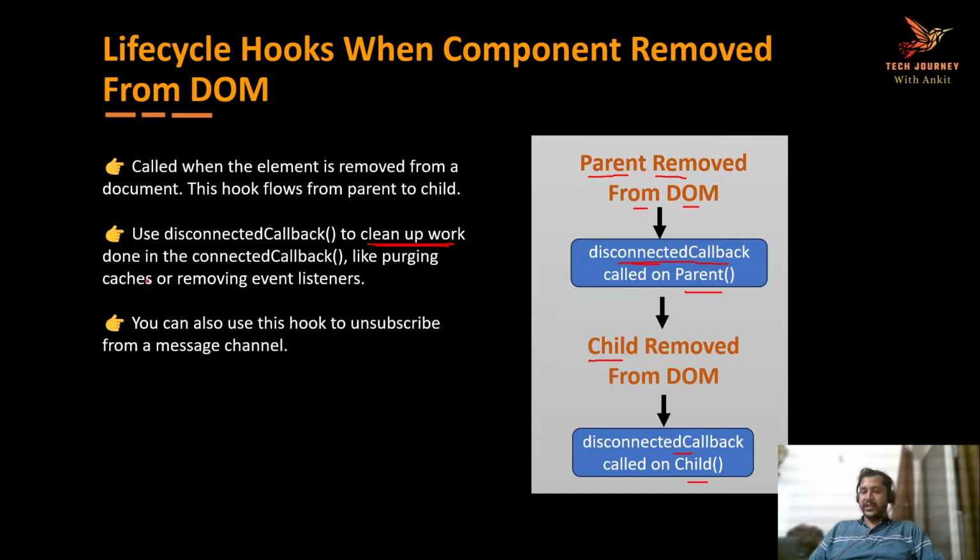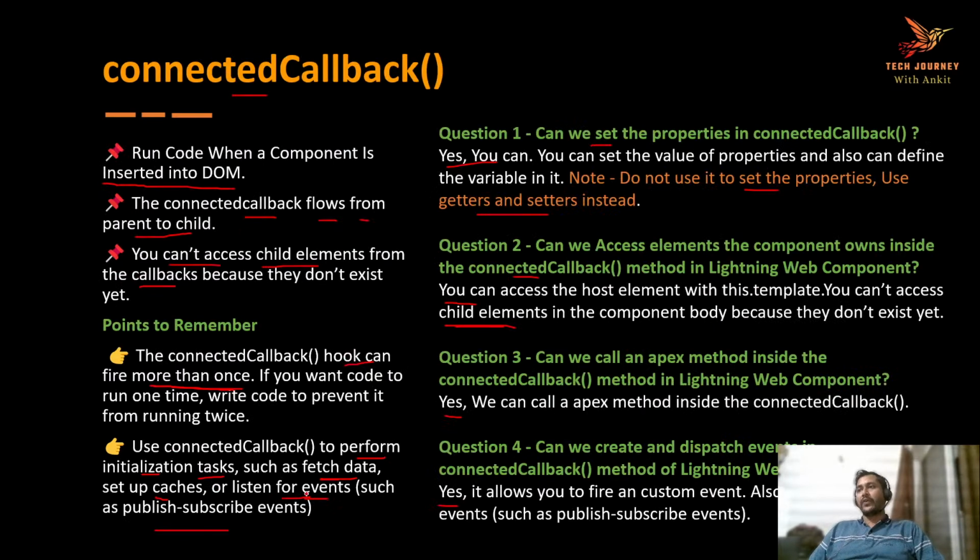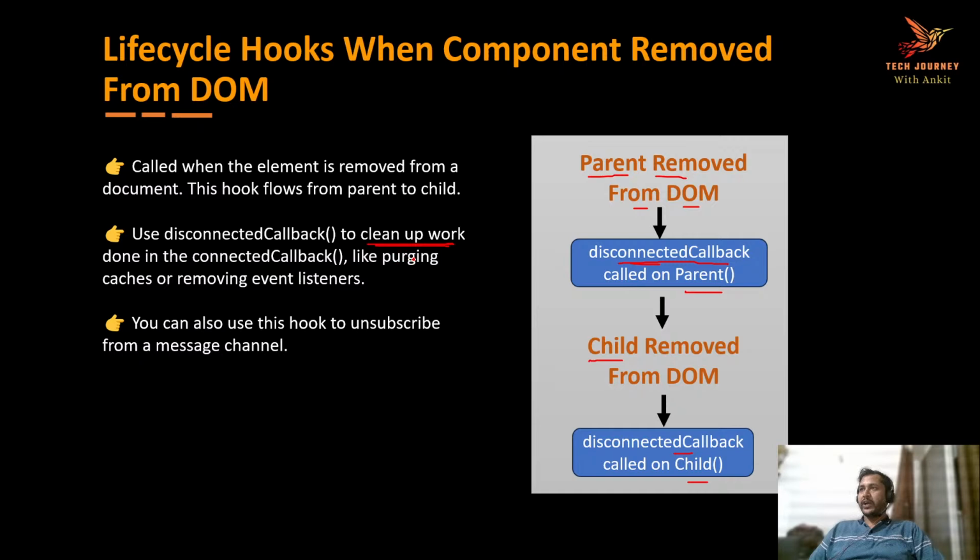For example, like here we have set up the cache or we have listened to the events, right? Here we are cleaning up the cache or purging the cache or removing the event listener as well. So whatever the work that we have done in the connected callback, we use the disconnected callback to undo that work. Okay, so that is my another life cycle method, that is the disconnected callback, which is getting called when the component is removed from the DOM.